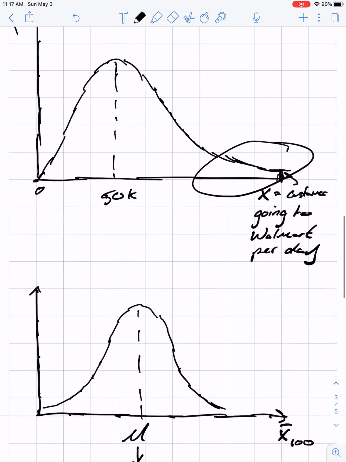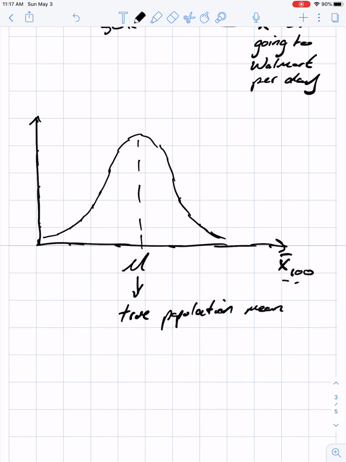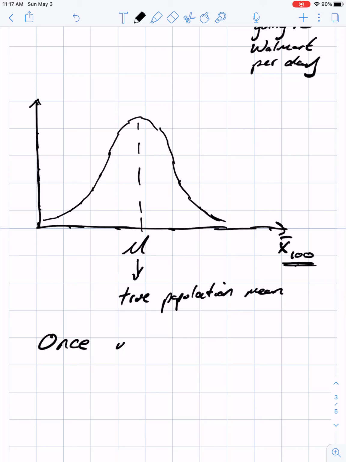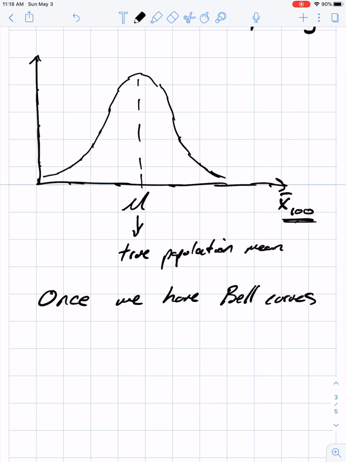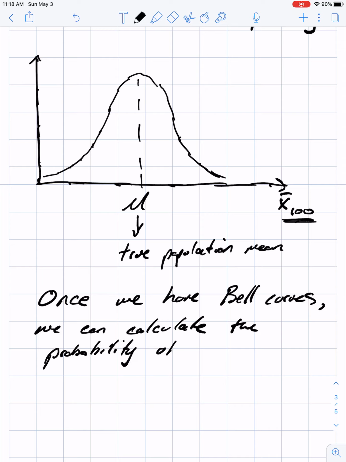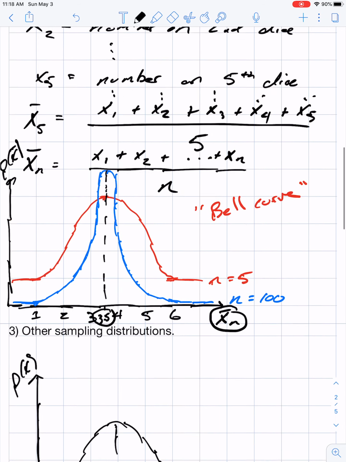But once we start taking samples of 100 people, guess what happens? We start to get bell curves. And that's really cool. Because once we have bell curves, which are gonna, there's gonna be a couple different types of bell curves, but no matter what type we have, once we have bell curves, we can calculate the probability of different events. Okay? So why would we care about calculating probabilities?